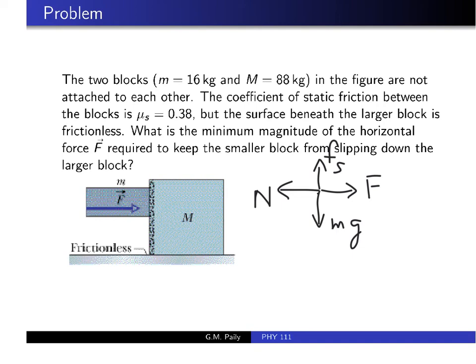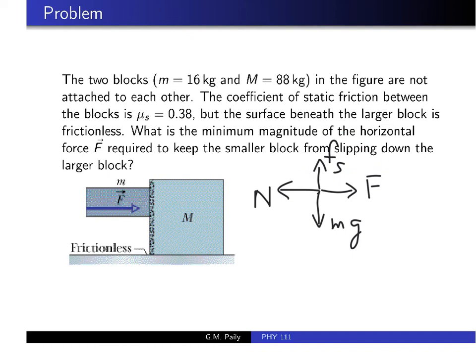What else do we have? Well, what is stopping the little block from slipping downward? It must be frictional force. How do I know it's static friction? Well, if it was kinetic friction, that would mean there is slipping between the two blocks. But we're trying to prevent that, and so it must be static friction.